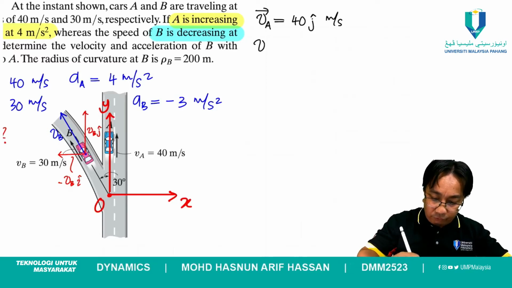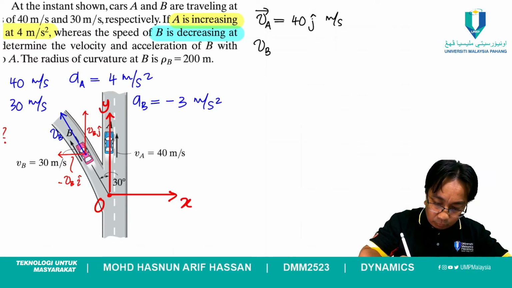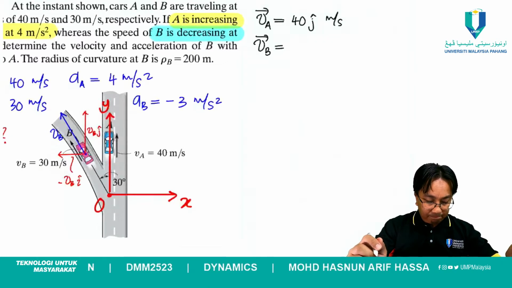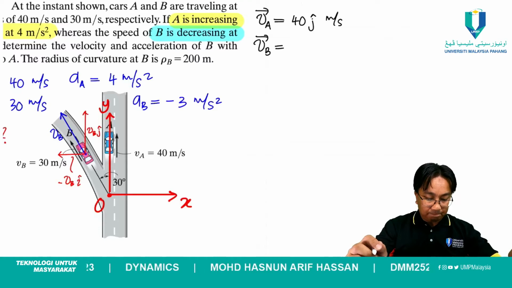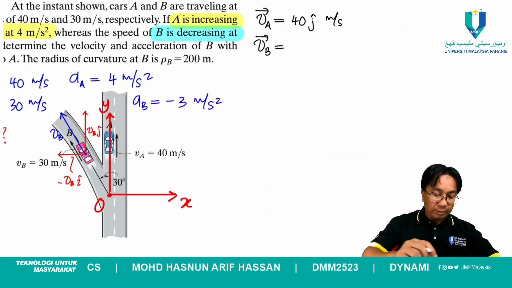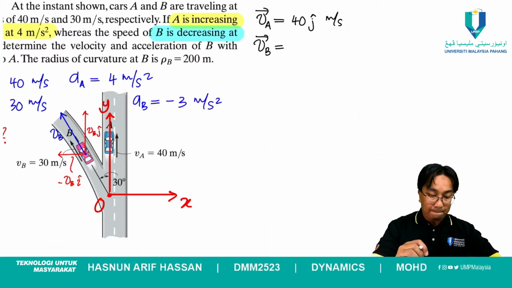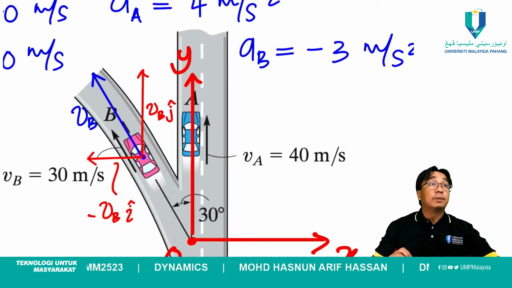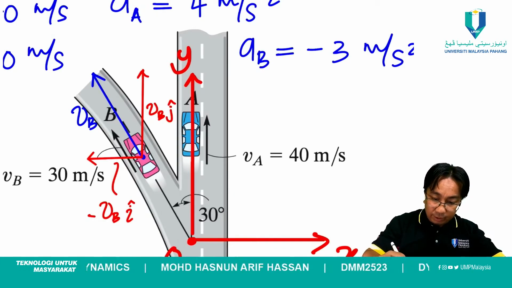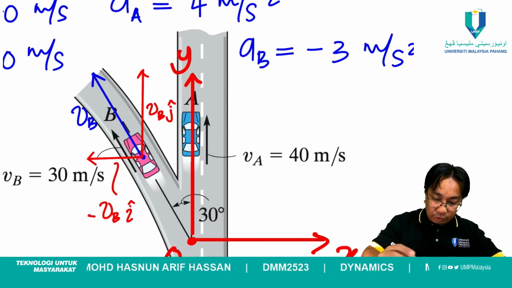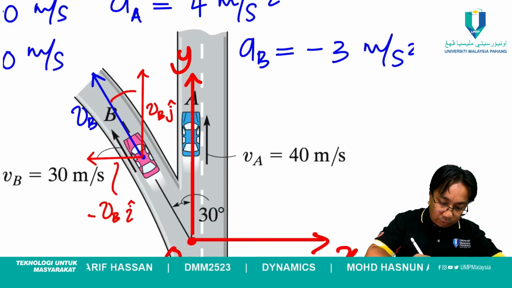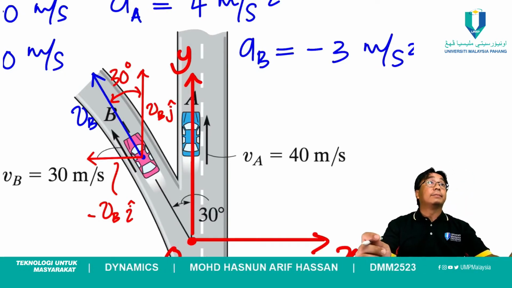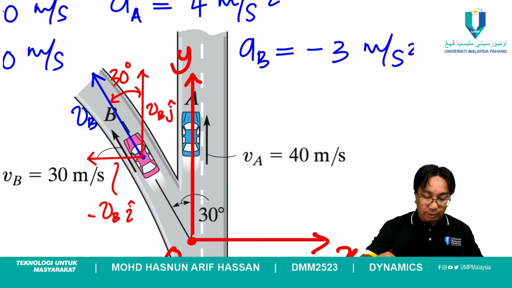Okay, so VB, how do we write this? Which one is 30 degrees here? Let's zoom in again. Okay, 30 degrees is given down there, which means that this part is also 30 degrees. This angle here, 30 degrees, right? That angle is also 30 degrees.